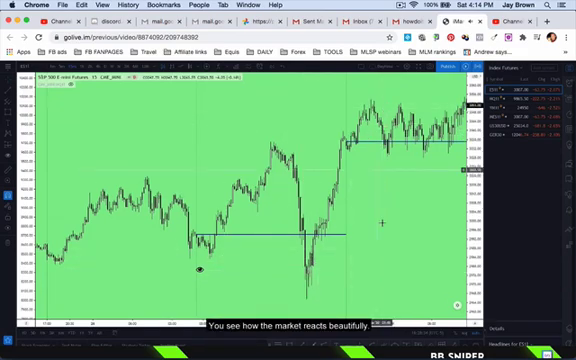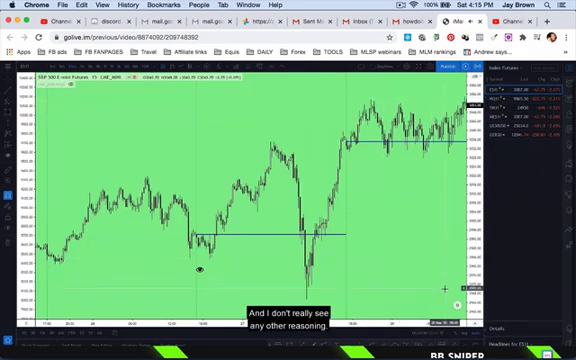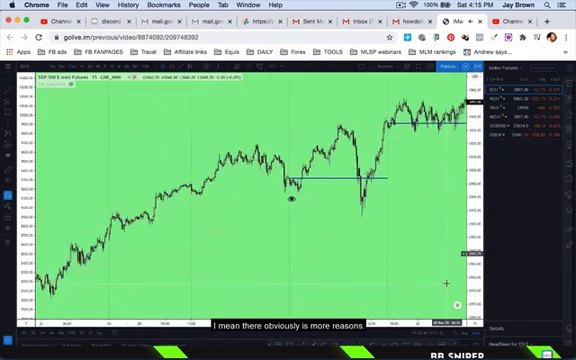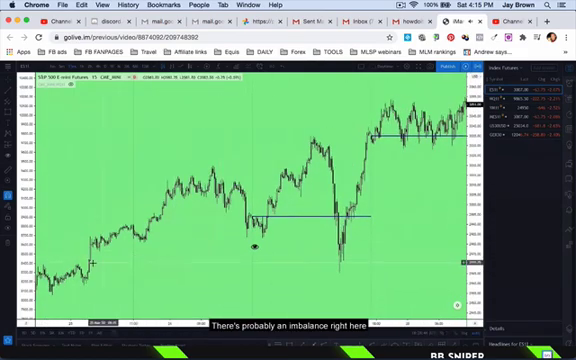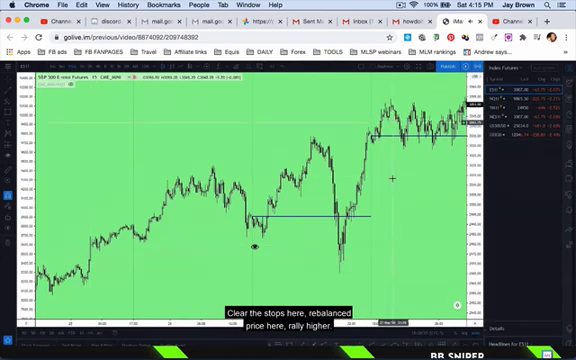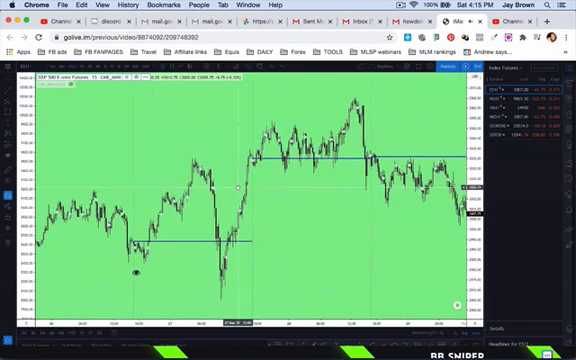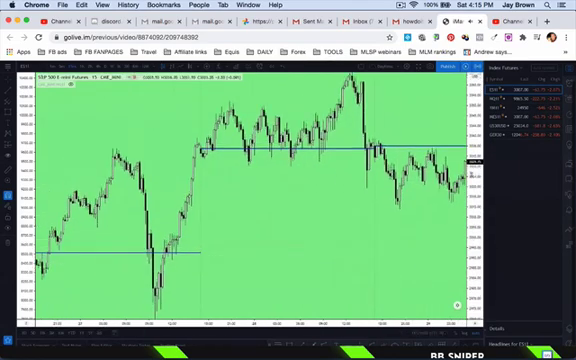You see how the market reacts beautifully. Okay. And I don't really see any other reasoning. I mean, there obviously is more reasons. There's probably an imbalance right here that it came to fill in. So that's smart money efficiency, right? Clear the stops here, rebalance price here, rally it higher. Okay, so there's one example.